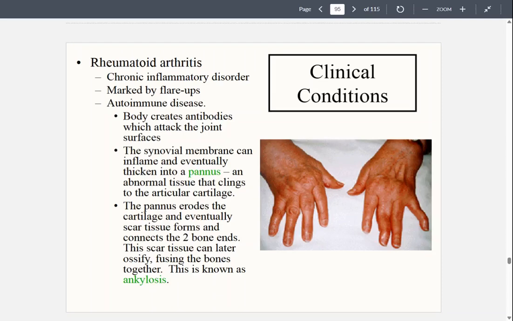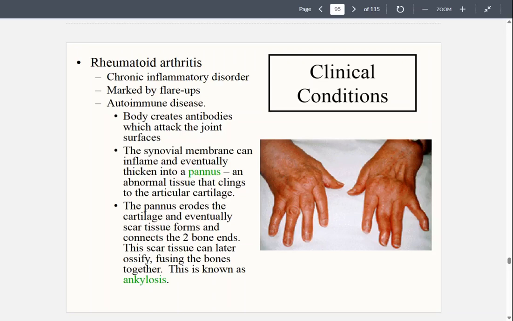This picture is actually showing you a classic swan's neck deformity, as we refer to it. The fingers are bending and curving towards the ulnar bone. It's known as a swan's neck deformity.